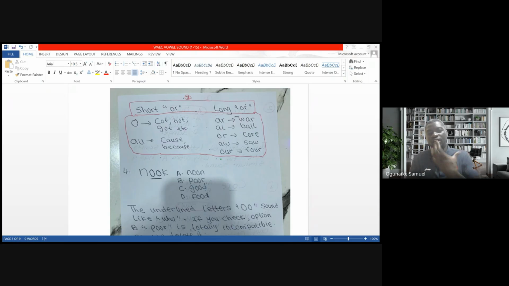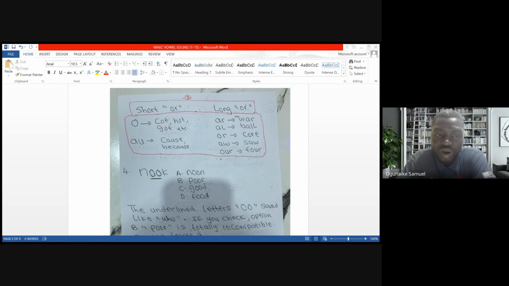For example, for the long O, you have letters such as AR. That means if I have AR in a word and the word sounds as O, that O is going to be a long one. An example is war. And not only war, another example is AL, as in ball. AL will make it a long sound. OR, as in call. AW, long. OUR, long.